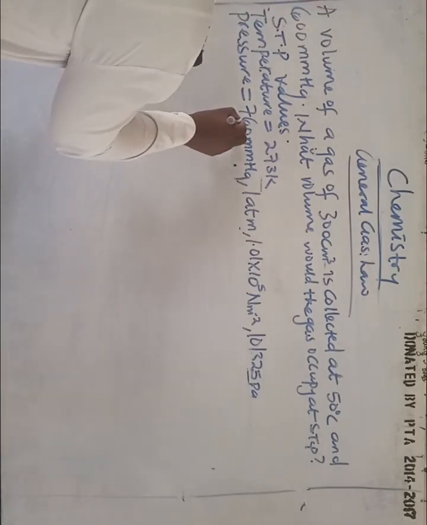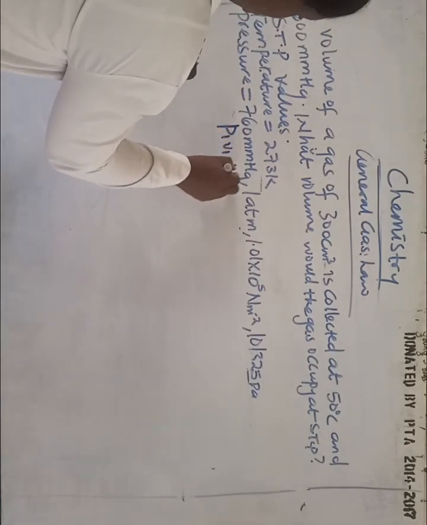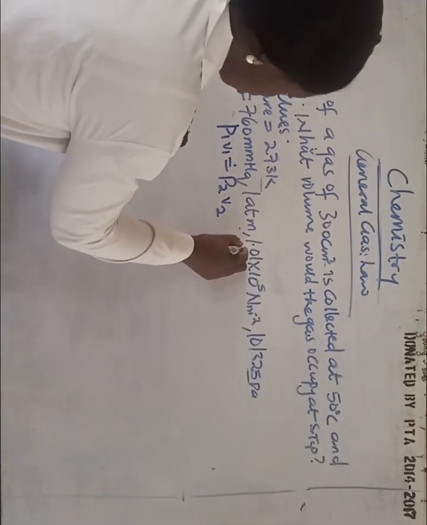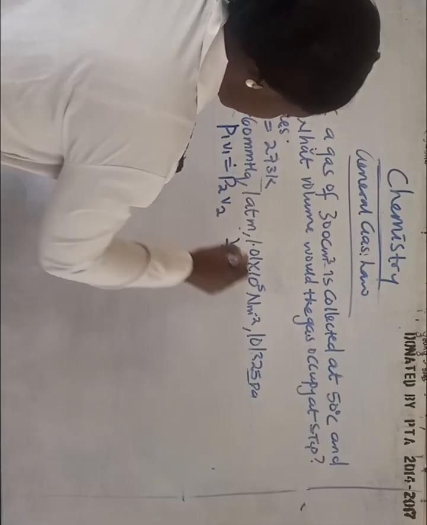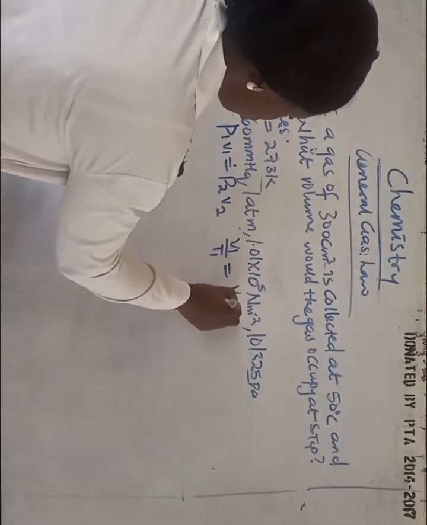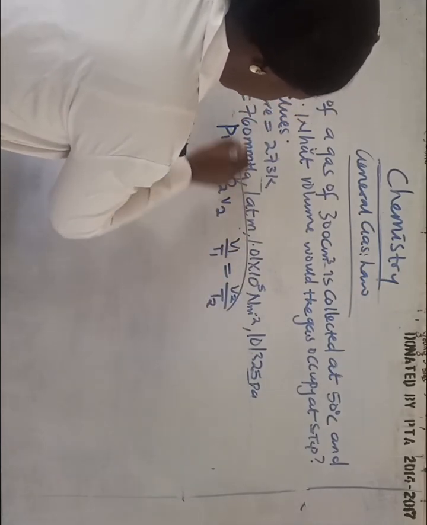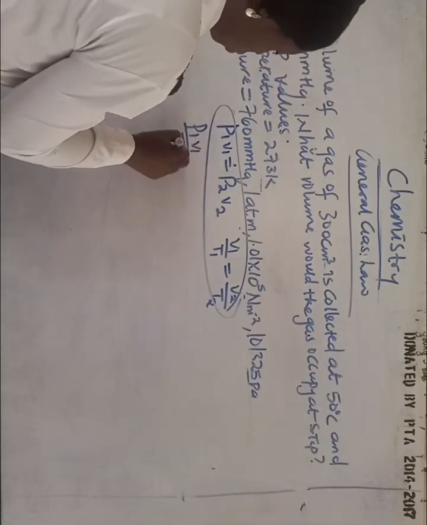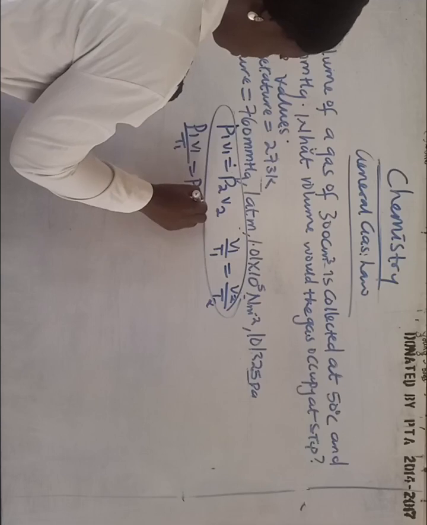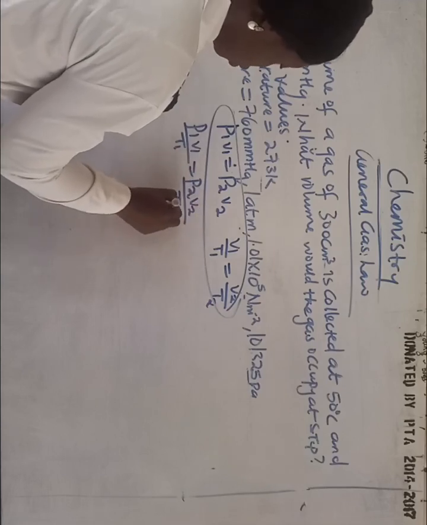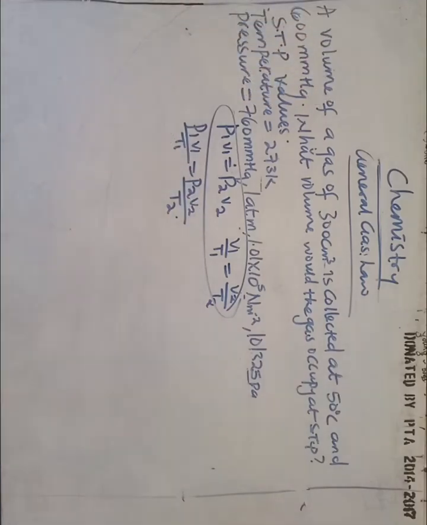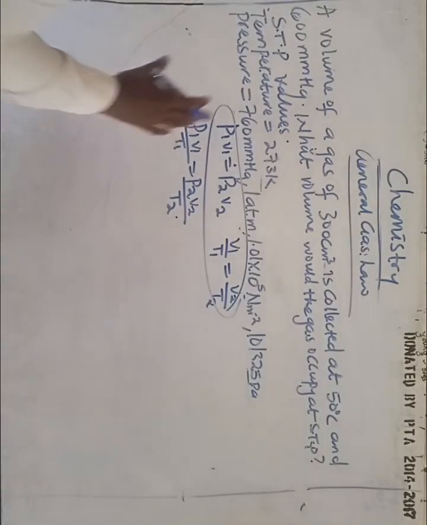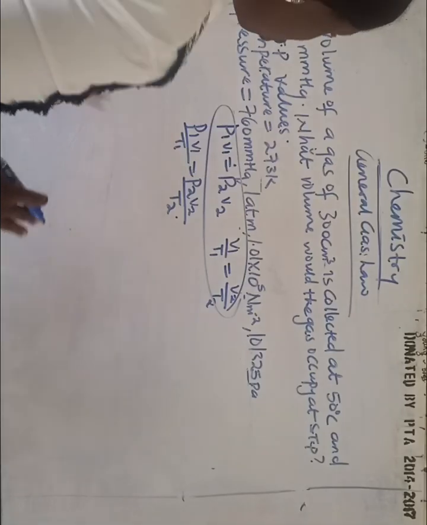The formula for Boyle's law is P1V1 equals P2V2. Then the one for Charles's law is V1 over T1 equals V2 over T2. So we are going to merge the two together to give us P1V1 over T1 equals P2V2 over T2. Now let us write out the parameters of our question on the board before we proceed to the formula.